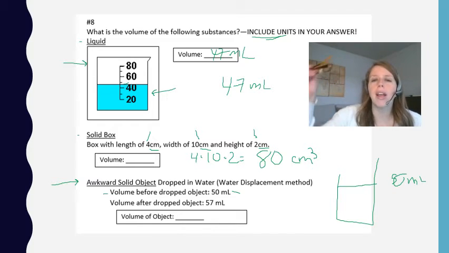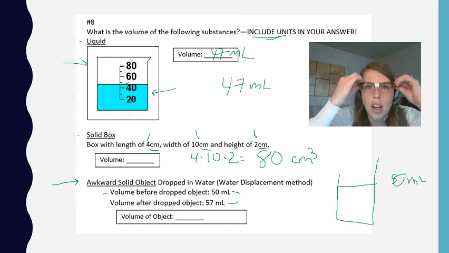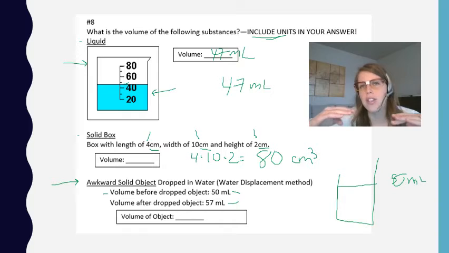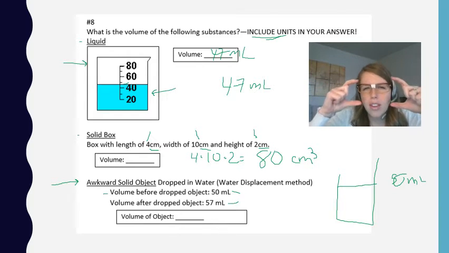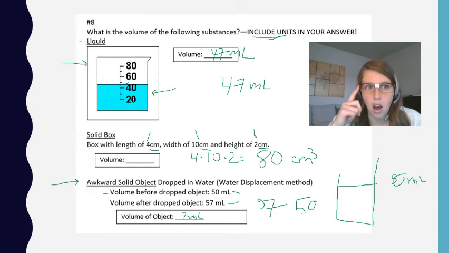So I drop my glasses in, and now the volume reads 57 milliliters. Okay, so it was at 50 and now it's at 57. So what is the volume of my object? Well, it's the difference. If it was at 50 and it went up to 57, what's that difference? I hope you can do 57 minus 50 to get 7 milliliters, right? So the answer here is 7 milliliters. That is the volume of these glasses found through water displacement.